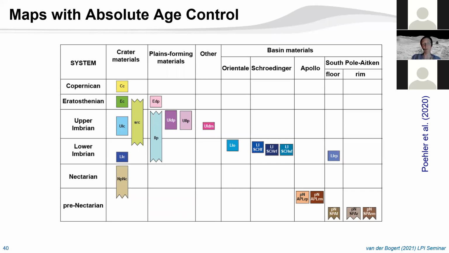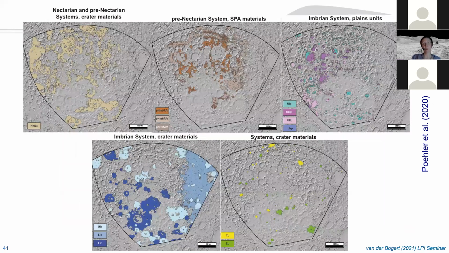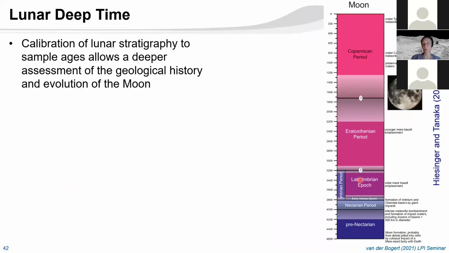For example, break out using ArcGIS. Now we're so flexible with geographic information here that we could break out and look at just the Nectarian and pre-Nectarian materials that are in the SPA region, or we can just look at specific Imbrium system crater materials, or we can pop out just the plains units. They're both light plains and dark plains or Mare units in here. And so the flexibility of this is a really powerful tool now to get into looking at lunar deep time and really getting the big picture.